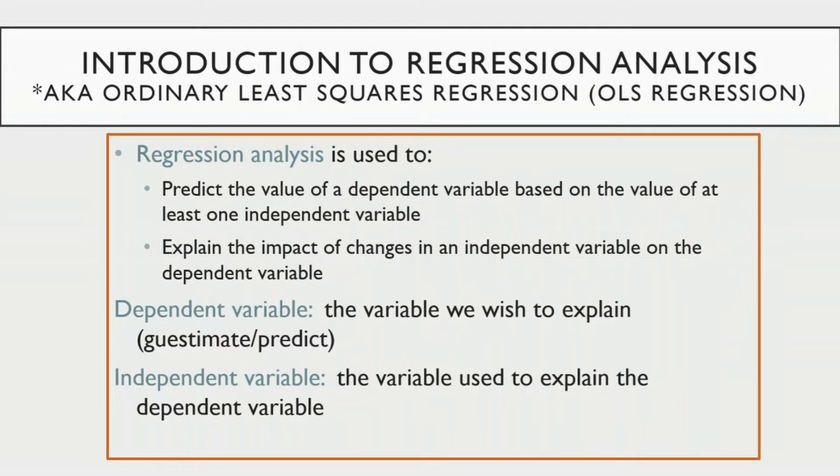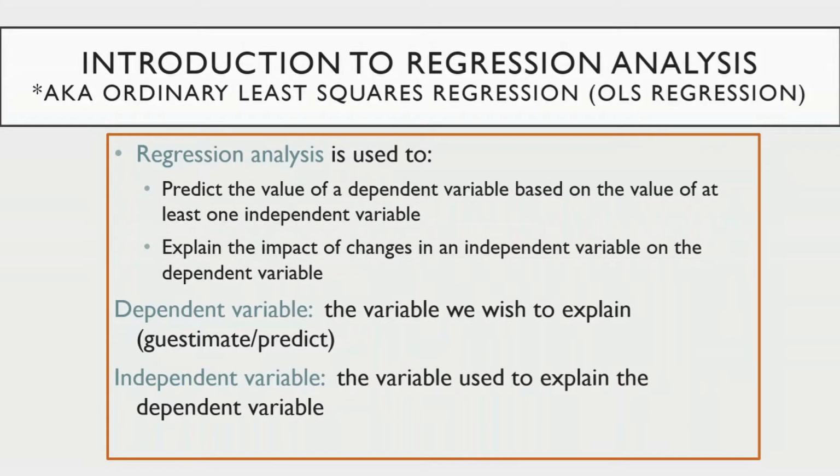Regression analysis is used to see if there is a relationship between two variables, and to see if we can predict the value of the dependent variable based on the value of at least one independent variable. You'll see in a minute, we can have multiple independent variables, but mostly we're going to focus on the basic case, which is one independent and one dependent. If we know the value of an independent variable, are we able to predict the value of the dependent variable?